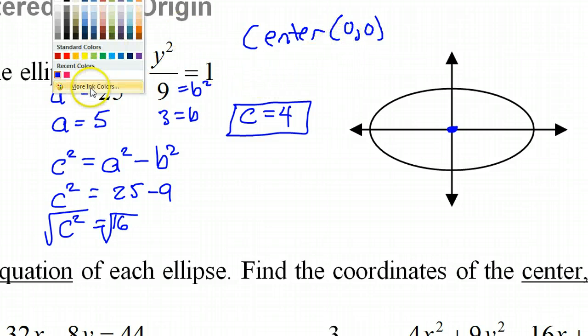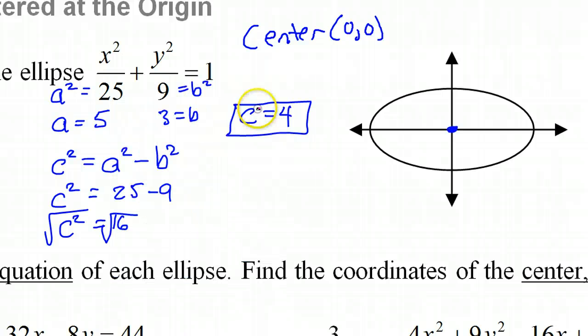So if I want the foci, I'm going to use the C value. And the foci will always go the long way, along the major axis. And now I know I need to go 4. So I need to go 4 to the right, and I need to go 4 to the left. So it's like 1, 2, 3, 4, kabam.